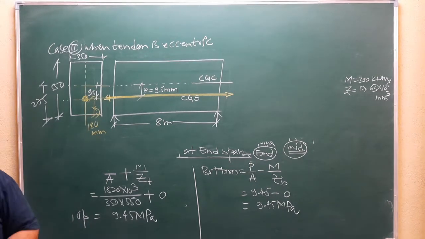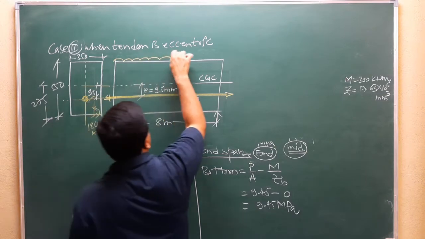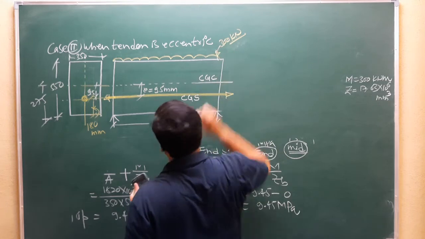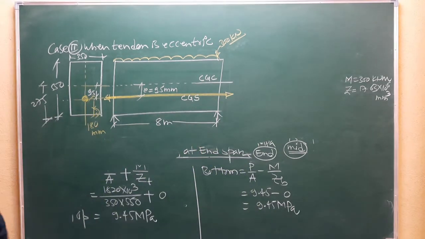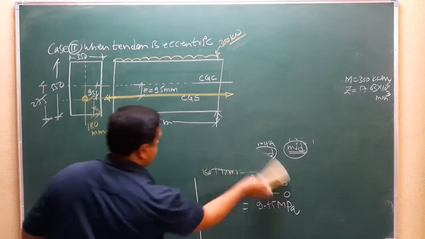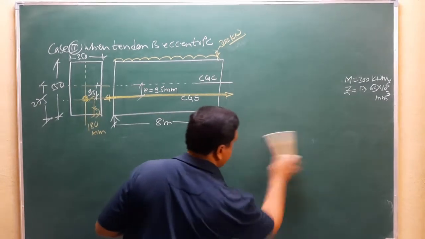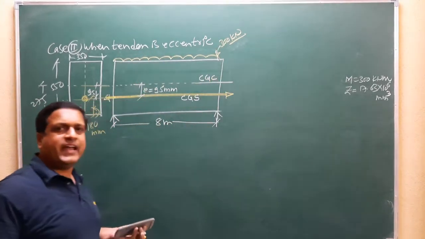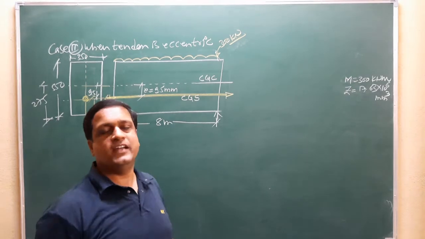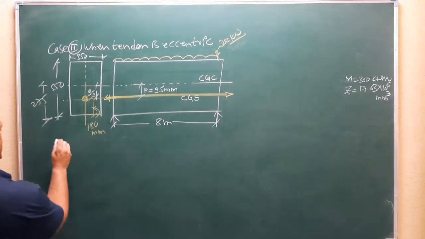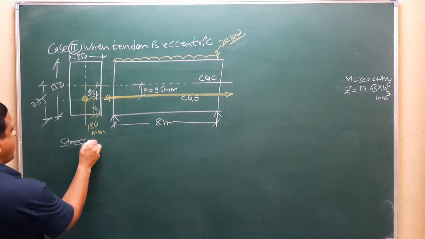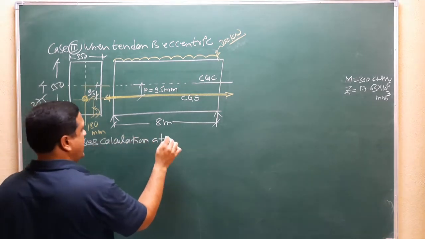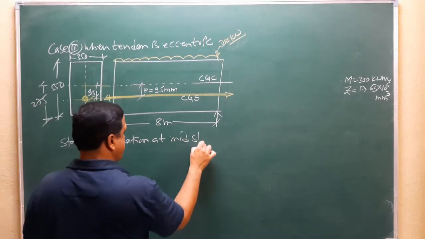The loading is the same as the previous case, 300 kilonewton. Now we have to find out the stresses at midspan and at end, using the same formula, P by A, M by Z, like this. So now, stresses calculation at midspan section.